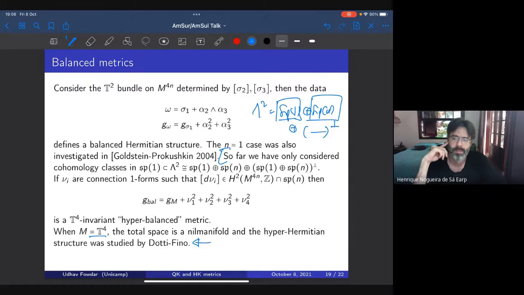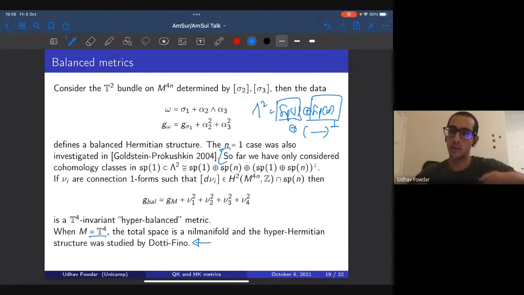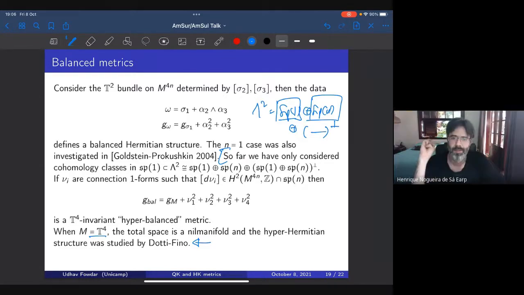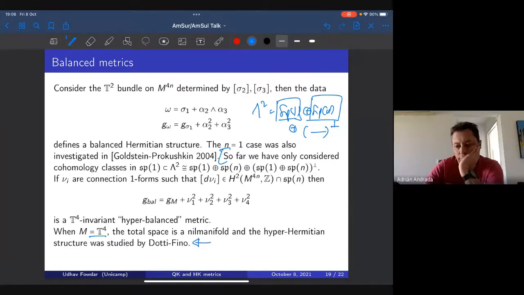Yes. Just like in the G2 case, you start with a half-flat SU(3) structure, then evolve that to get a G2 manifold or something like that. Yeah, something like that could be possible. So I'm going to have a look at that.